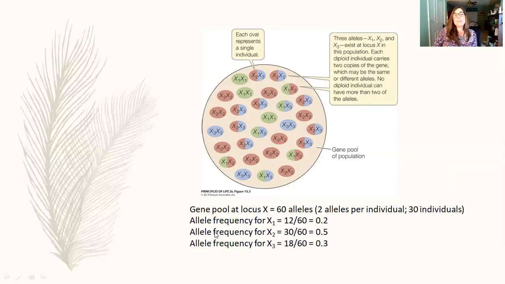So if you look at the gene pool for this locus, which they're calling locus X, then there's 60 total alleles in the population, because there's 2 alleles per individual, and there's 30 individuals. And if you looked at the allele frequency for X1, which are the green halves of the ovals, then there are 12 of those X1 alleles within the total of 60 different alleles within the population. So 12 divided by 60 is 0.2. And you do the same type of thing for X2 and X3.